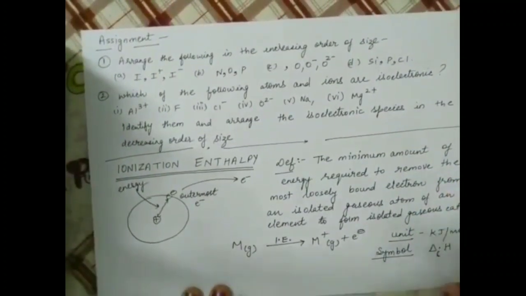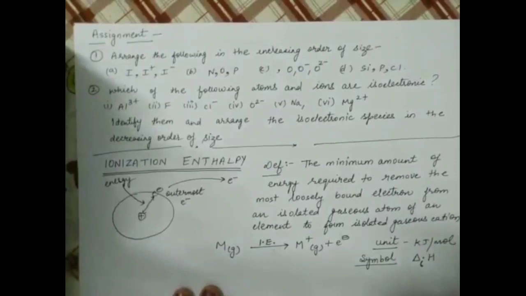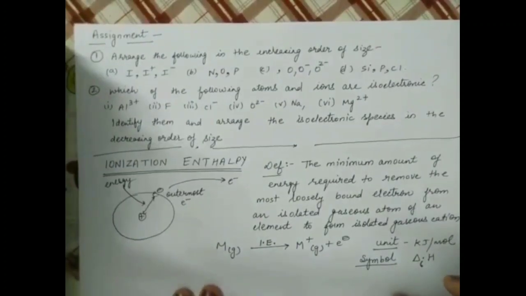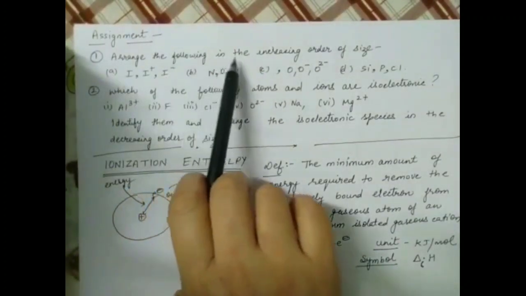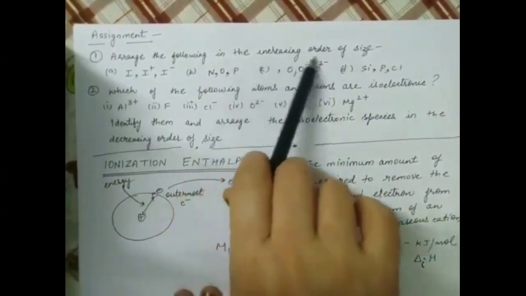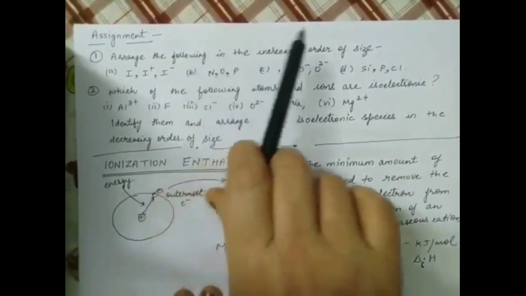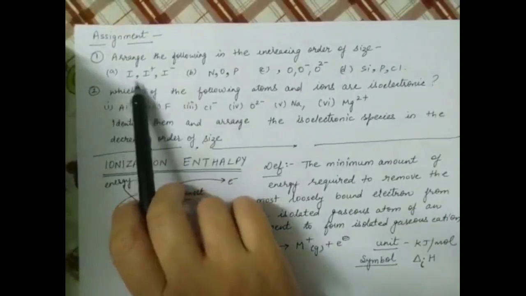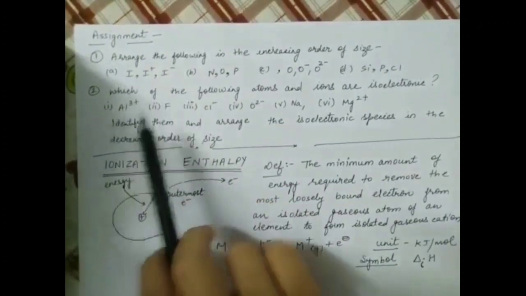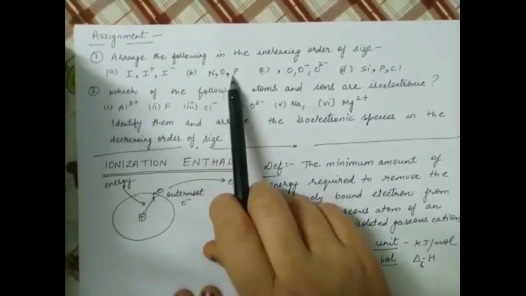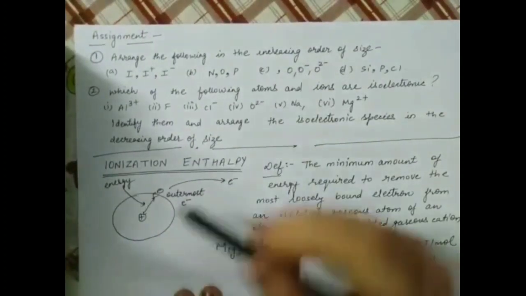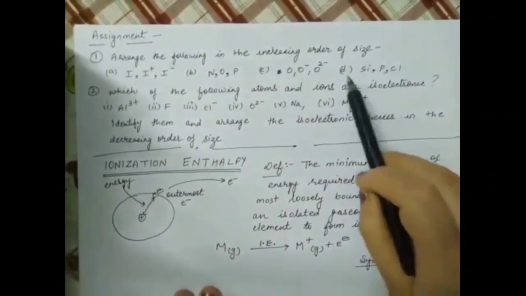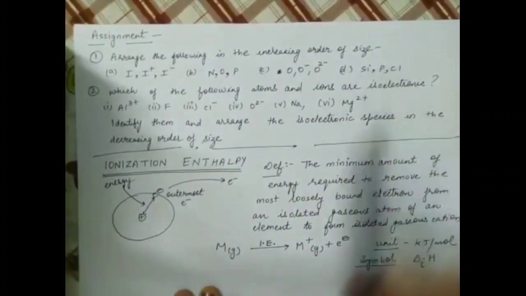Now there are a few assignment questions for you. Try to solve them, and if any doubt is there, you can text me the message. The first assignment question is, arrange the following in the increasing order of size. Increasing order you have to arrange, that is less to more. The first is I+, I-. The second is nitrogen, oxygen and phosphorus. The third question is O- and O2-. And the fourth is silicon, phosphorus and chlorine.